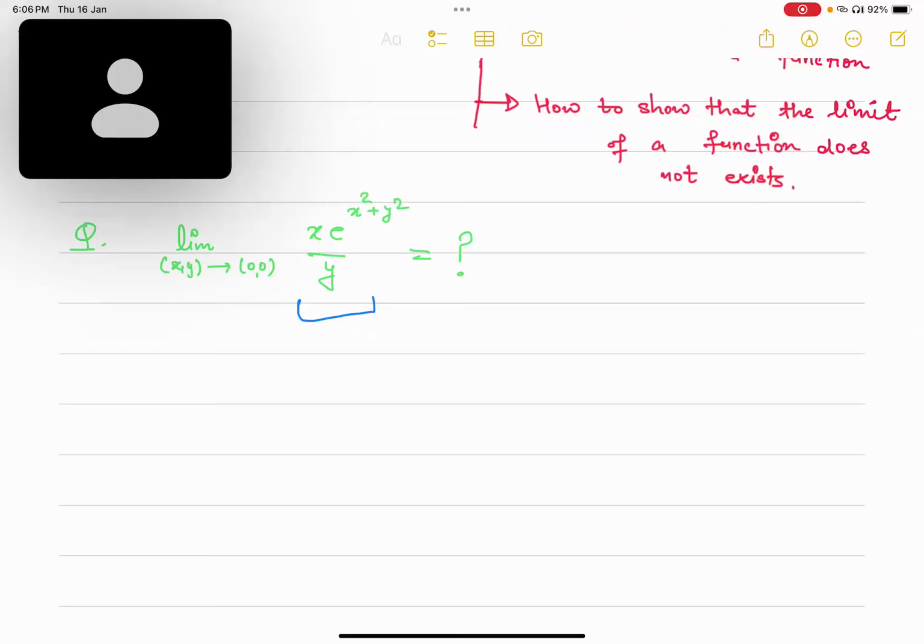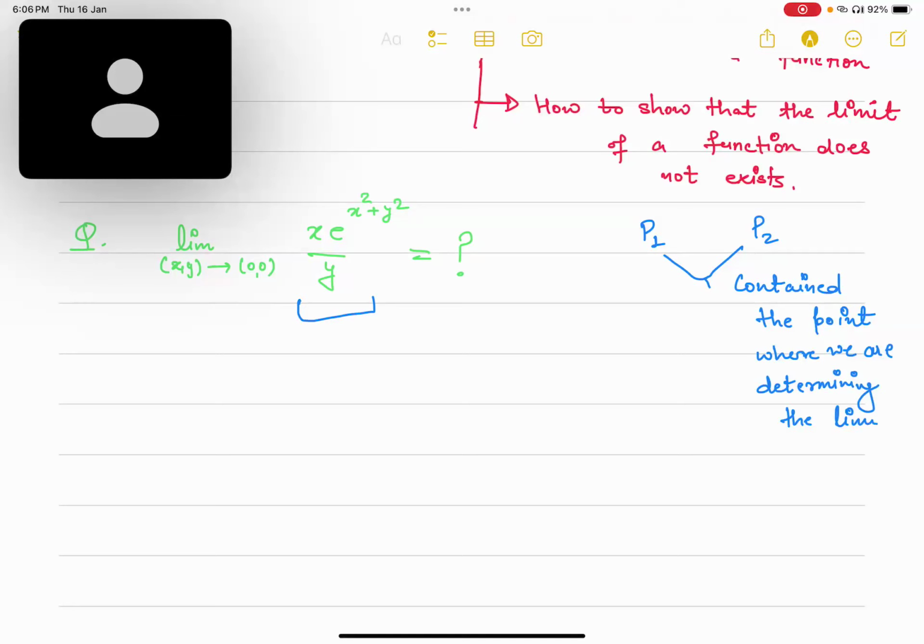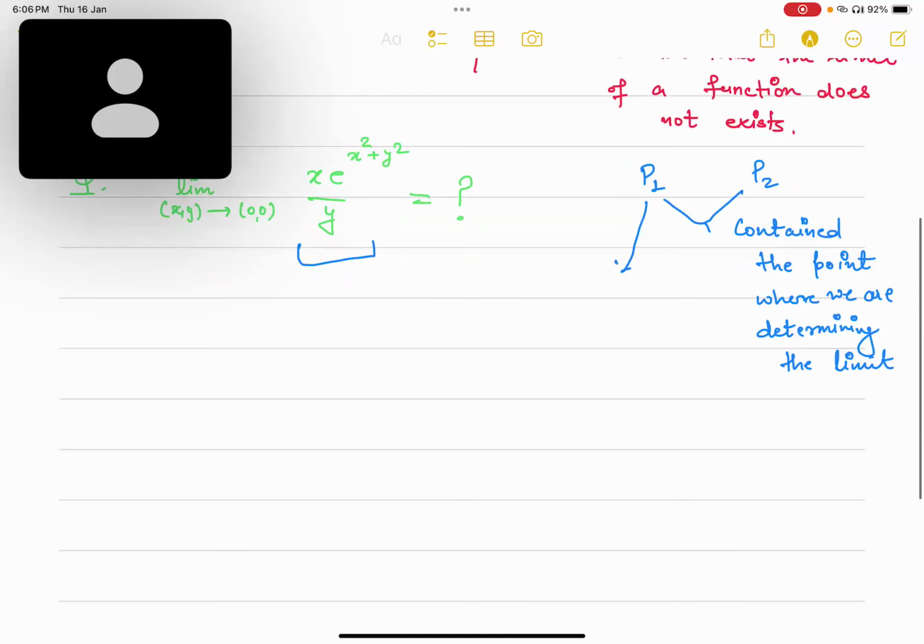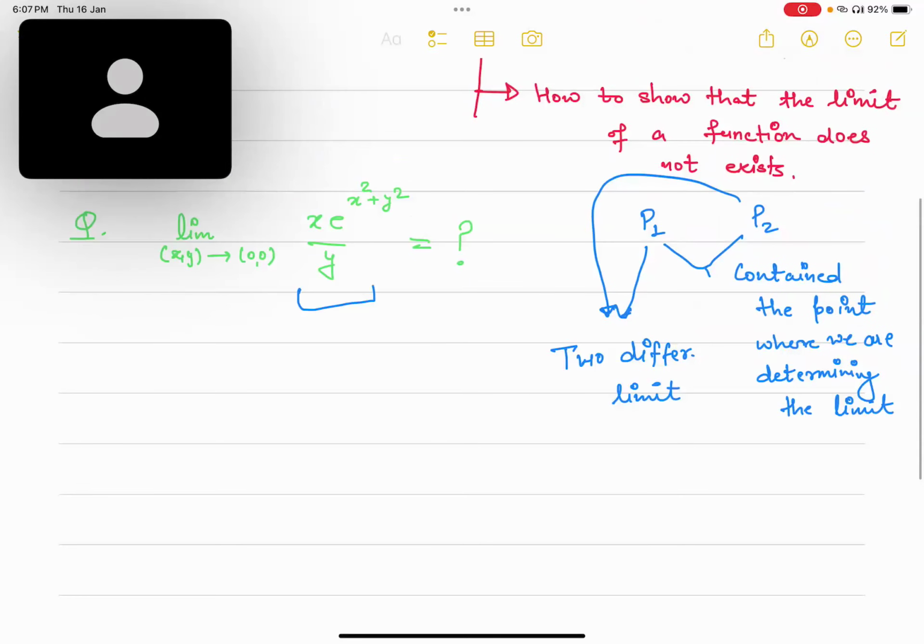Last time we saw that if you are able to find two different paths, suppose P1 and P2, which contain the point where we are determining the limit, and along these paths you get two different limits, then we say the limit does not exist, right? So now what can we say about this function in this case?